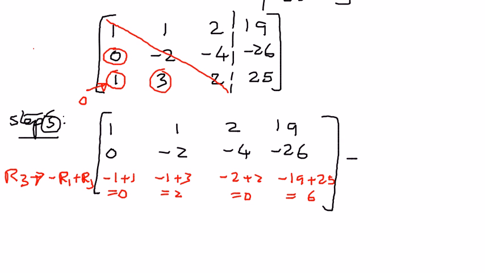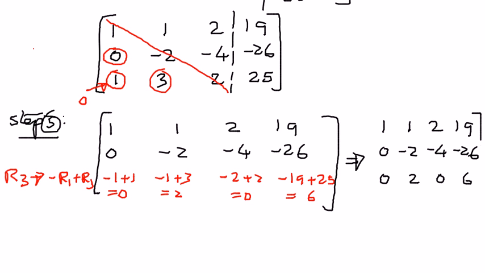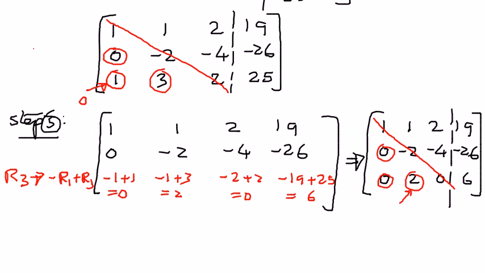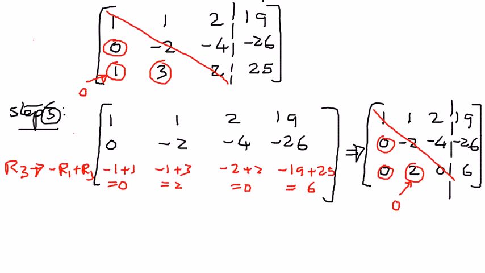If we were to write it in a clean manner, this is how it's going to look like. We have 1, 1, 2, 19, and then we have 0, negative 2, negative 4, negative 26, and then we have 0, 2, 0, and 6. We have just written this down in a clean manner without any of these calculations here. And this is our partition line. We want zeros here, we got that, we want a 0 here now. In the next step we want to achieve a 0 in that location.